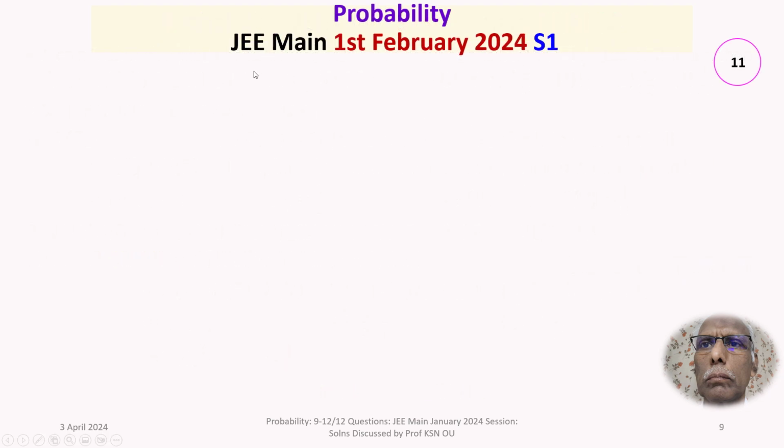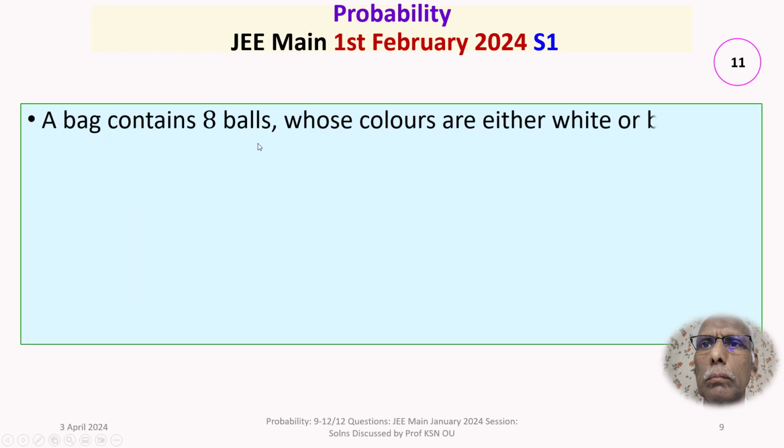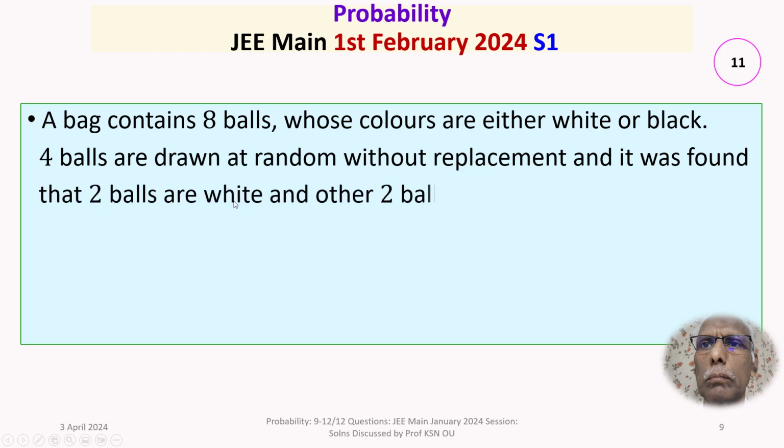Question number 11. This question has appeared in the JEE Main exam held on 1st February 2024 in the first shift. A bag contains 8 balls. So we have a bag, in that 8 balls are there, whose colors are either white or black. 4 balls are drawn at random without replacement. I stress, without replacement. And it was found that 2 balls are white and 2 balls are black.